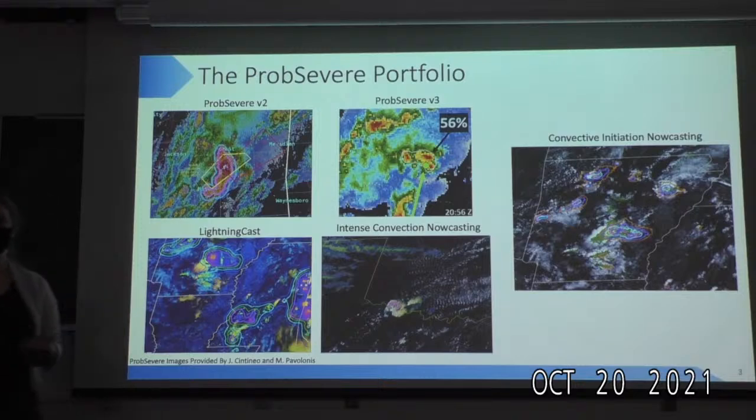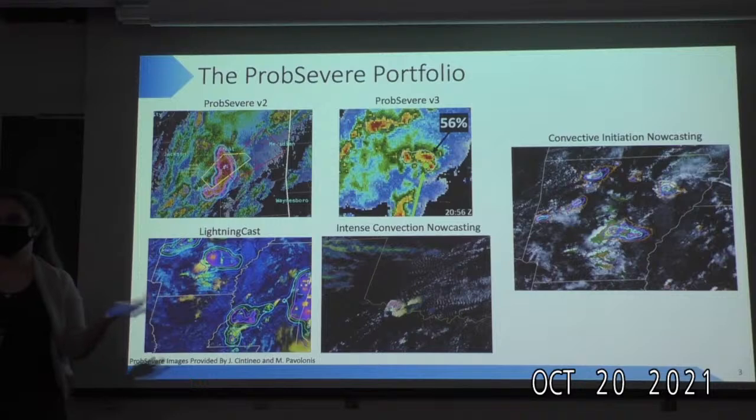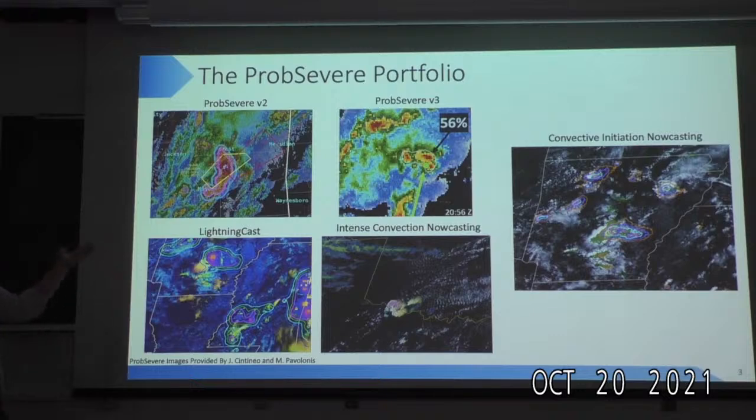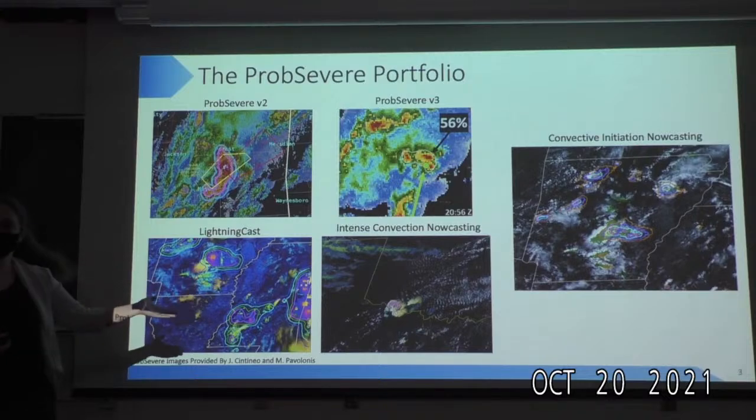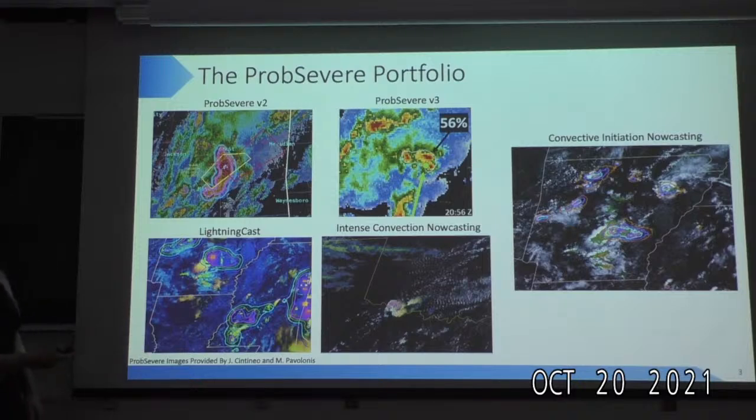The group I'm a part of is ProbSevere, which stands for Probability of Severe, and we have a number of different products already out in operations and in the works. Some of them being ProbSevere version 1, version 2, 3, and then intense convection nowcasting, and most recently LightningCast. In particular though, I'm working on a new feature looking at convective initiation. So that's what I'm going to talk about today, the details of my model.